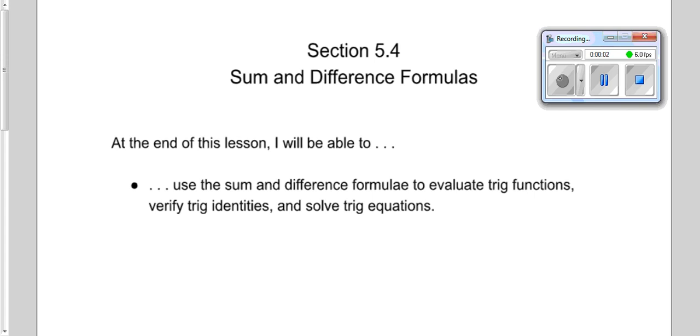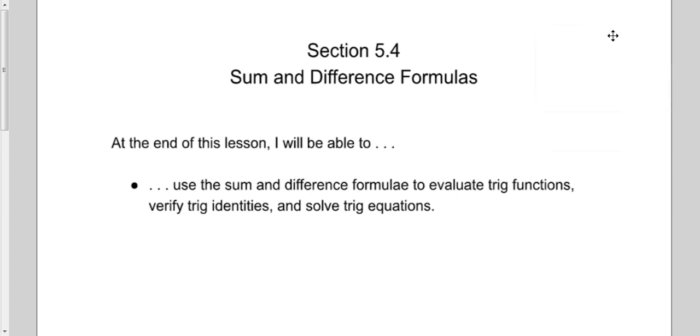We're going to jump into a new section. We're going to do the sum and difference formulae. It says formulas there, but notice down here, it says formulae. Why do I have it spelled two different ways?